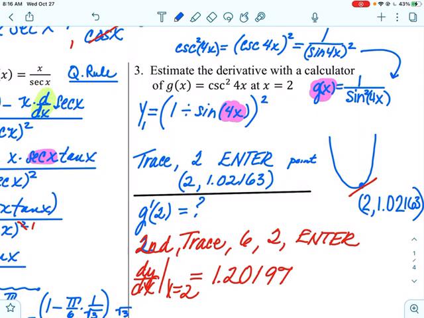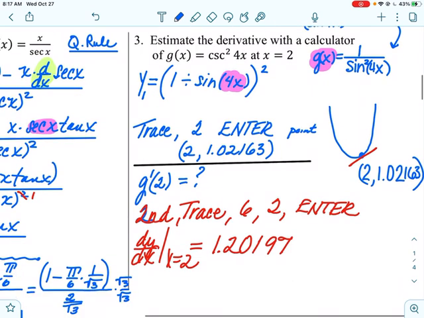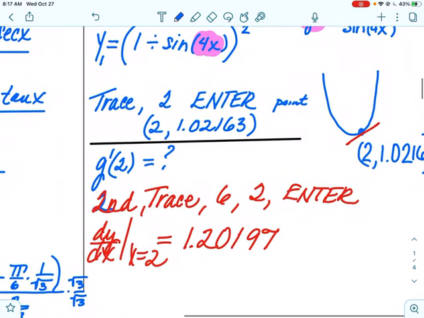Okay, so what you're going to do is hit trace 2, and just take a look at this point. Once you have y1 in, you might want to have it on a trig window, so you might want to do zoom 7 for a trig window on your graphing calculator. And then we're going to hit second trace 6, 2, and then enter.